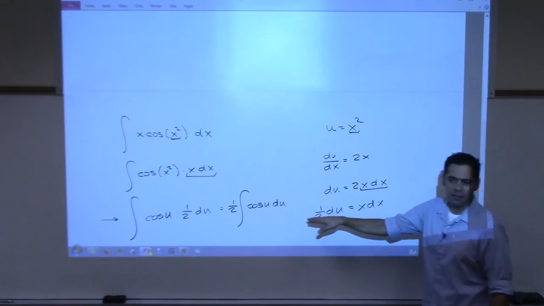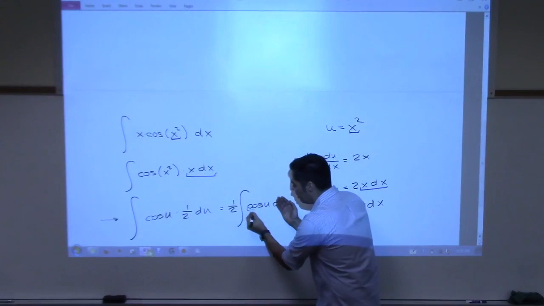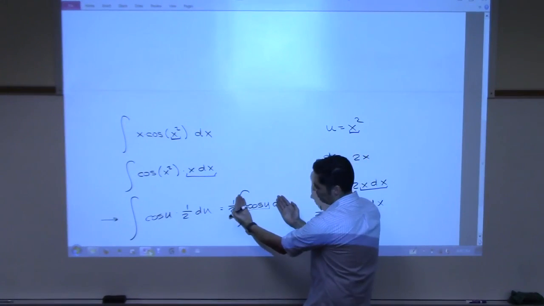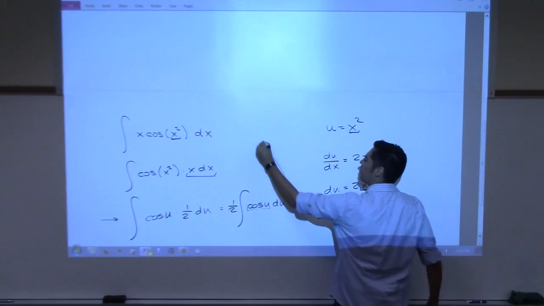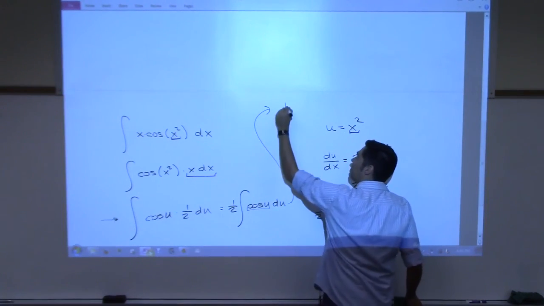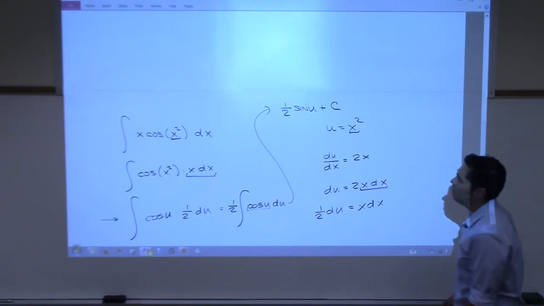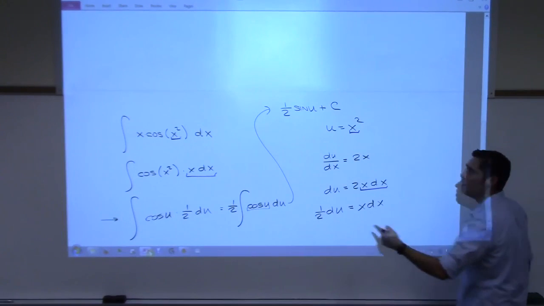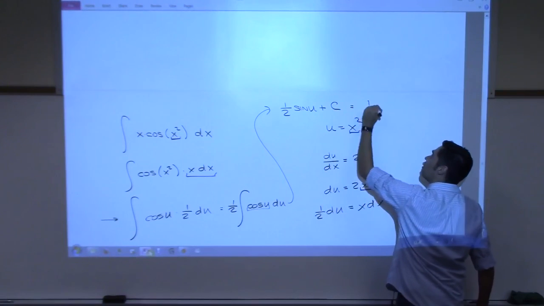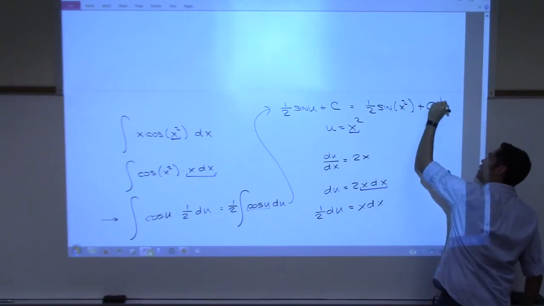And this right here should be something we all recognize. What's the antiderivative of cosine u, right? That's what that's asking. Sine u plus c. Yeah? So this becomes 1/2 sine u plus c. And we're almost done. What was u? X squared, so we switch it back now. That's our answer, but now we switch it back to x squared. So 1/2 sine of x squared plus c.